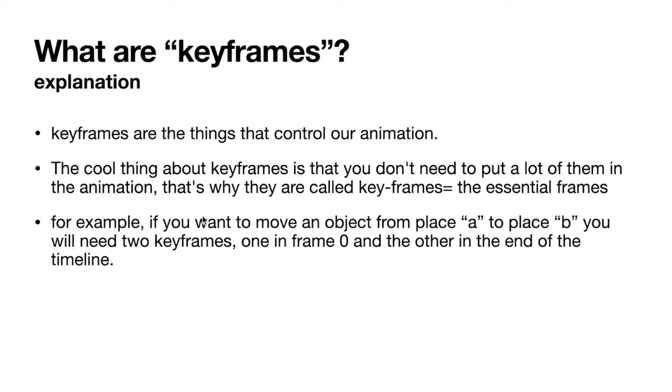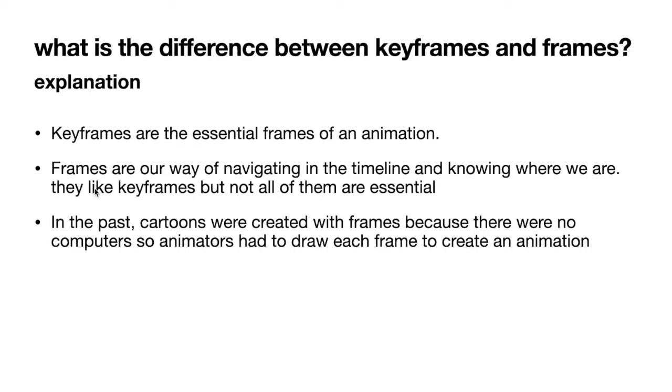Okay, so for example, we have 100 frames, and frame 52 is not an essential frame, okay? We can solve that without making 100 frames. Instead, we can make two keyframes, one at the beginning in frame 0 and the other in frame 100. So keyframes save us a lot of time. That's why they're better.